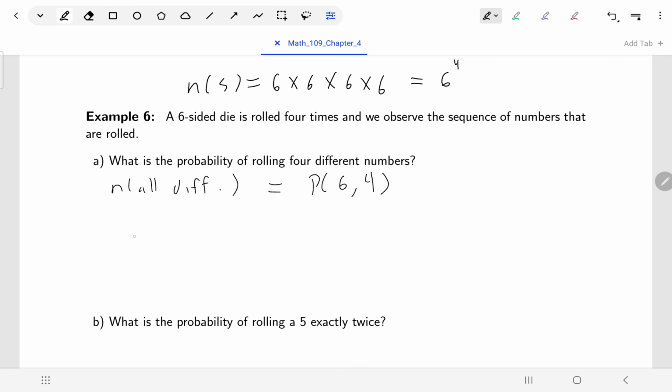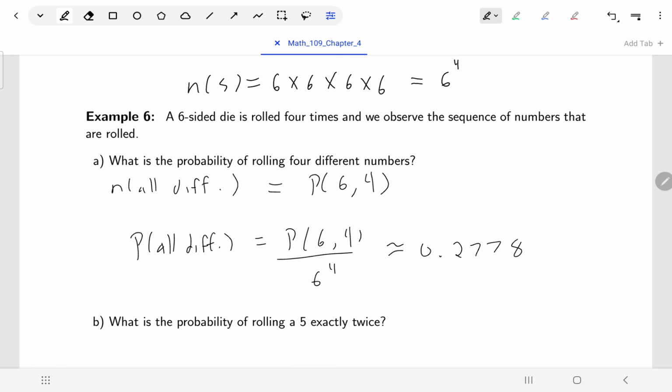So the probability for us to get all 4 numbers to be different should just be P(6,4) divided by 6 to the power of 4, and that's around 27-ish percent, 0.2778. Okay, so we've tackled our first problem, having 4 numbers rolled that are all different from each other.